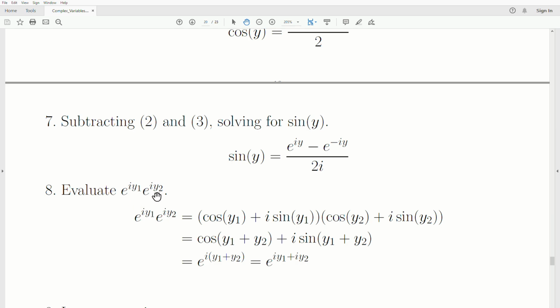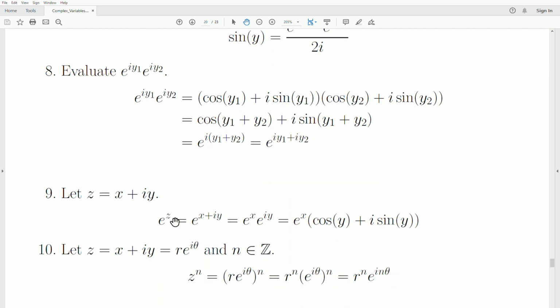So let's evaluate these two expressions, e to the iy sub 1, e to the iy sub 2. So we look at them. Now this is their complex form here, but in a previous video we showed how to multiply complex numbers. You multiply the modulus, which is 1 in both cases, then you add the angles, and this is it. This is an expression for e to the i, y1 plus y2, and it can be thought of as this. So here, when we're raising e to the thing, we can add the exponents.